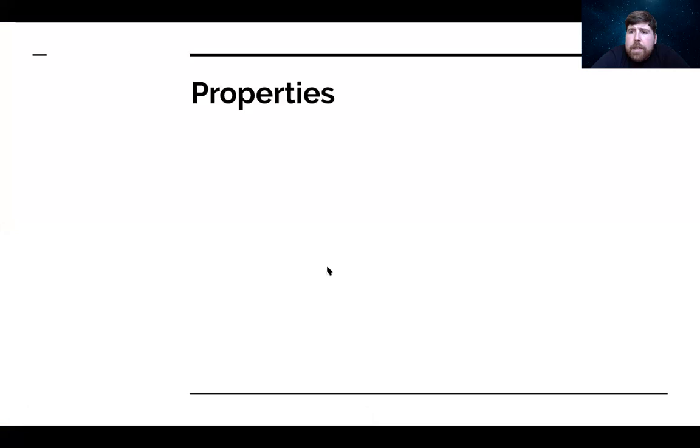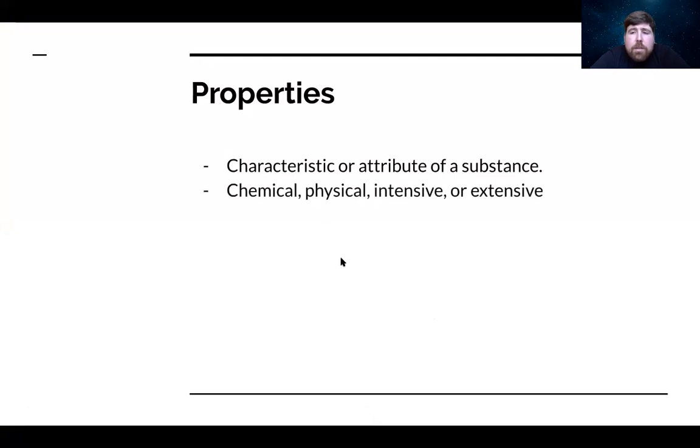What the heck are properties? Well, properties are going to be any sort of characteristic or attribute of a substance, of a chemical. They are how we describe that substance. There are four main types of properties that we're going to be looking at today: chemical, physical, intensive, or extensive.